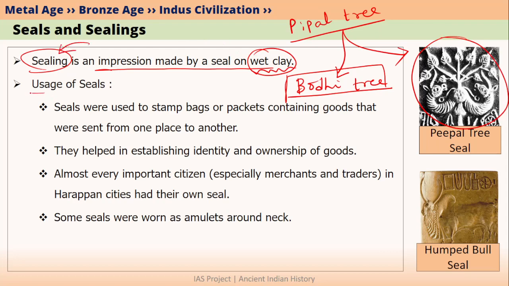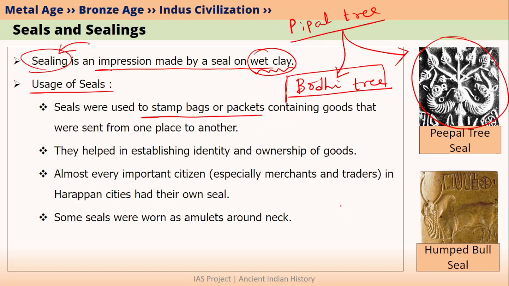So why did ancient people use seals? During trade, Harappan people used to send goods from one place to another. During this journey, it is important that these goods reach their destination without being tampered with. So this is where they used seals. They used seals to stamp bags and packets that contained these goods.